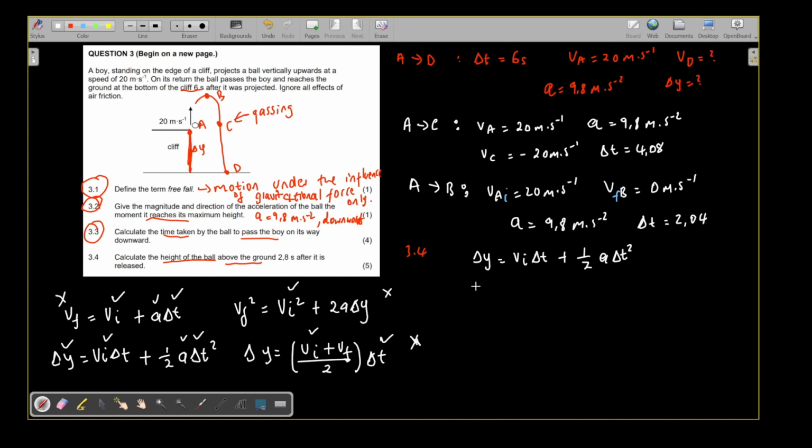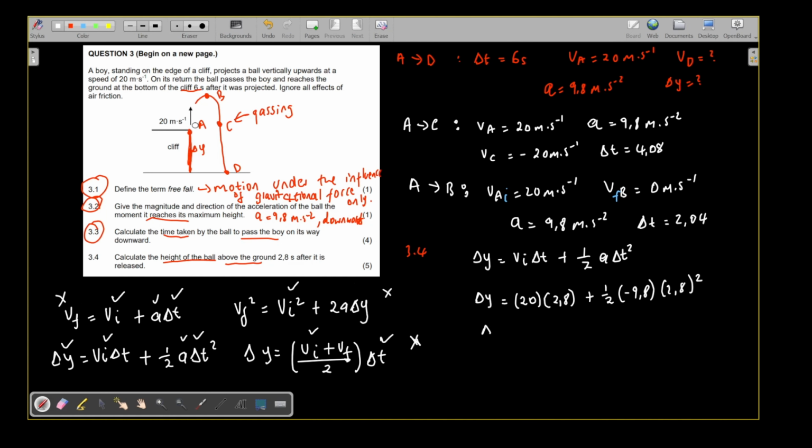Remember, up is still positive, so we're gonna get our height here. The initial velocity is 20, so up is positive. I'm gonna put that as positive 20. We need after 2,8 seconds, right? Then half a is gonna be 9,8, but we're gonna put it as negative because acceleration always goes down. And then 2,8 and then all squared.